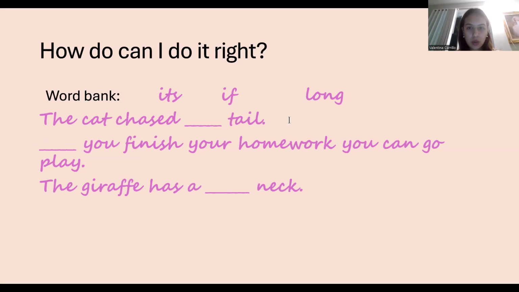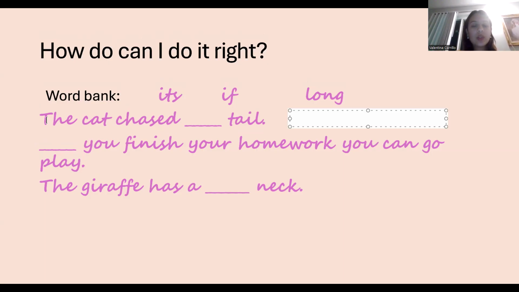Okay, so in this sentence right here, we have the cat chased blank tail. So let's see, the cat chased if tail, that doesn't go right. I don't think so. The cat chased its tail. That sounds correct because when we're using the word it's, we are referring to something that belongs to us or something regarding about us in this case.